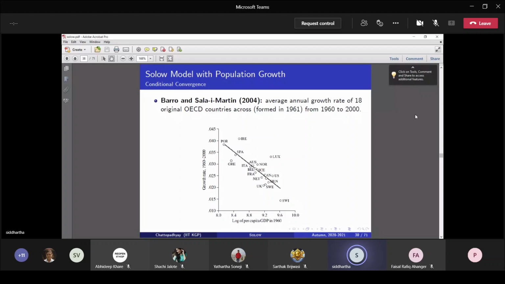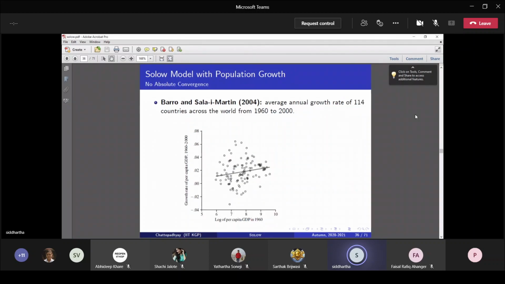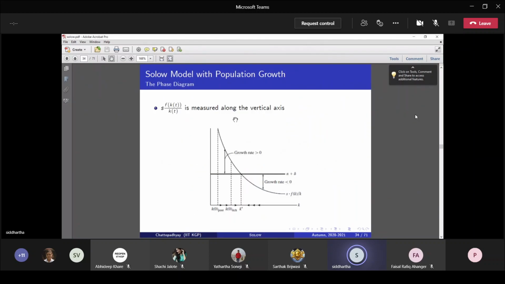This is exactly the question people started asking after this Barro and Sala-i-Martin 2004 paper: whether the prediction of the Solo model is wrong, or we are actually predicting something wrong from the Solo model, which Solo didn't want to say, but we are actually saying it. But it's not matching with the data. If Solo says that the poor country is always going to grow at a higher rate compared to rich countries, at least this figure says that the simple prediction is that the rate of growth of the poor country is higher than the rate of growth of the rich country.